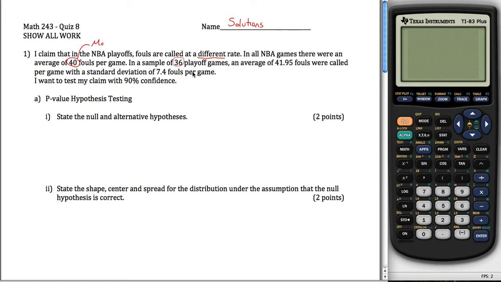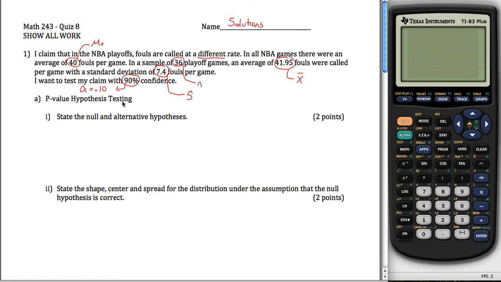In a sample of 36 playoff games, that's our sample size, so we use n. 41.95 sample average, we'll use x bar. Fouls were called per game with the standard deviation of 7.4 fouls per game. Note that that standard deviation is just talking about these 36 games in the sample, so this is S, not sigma. It's the sample standard deviation. That's important. And then we want 90% confidence, so that tells us that alpha is equal to 0.10, 1 minus the level of confidence.